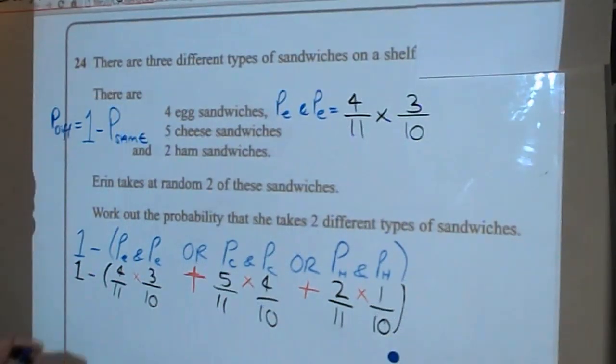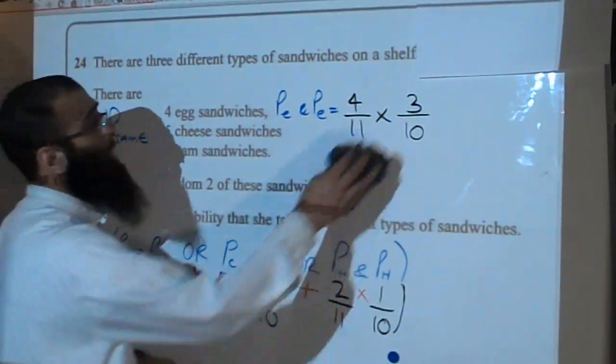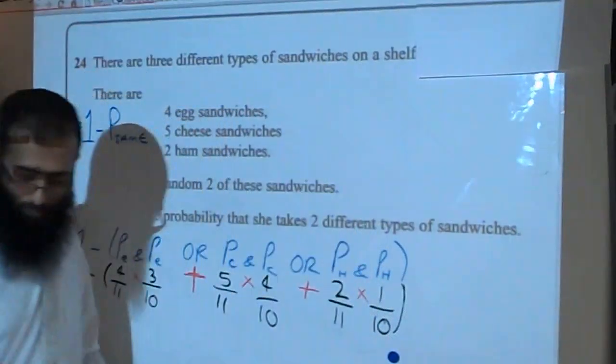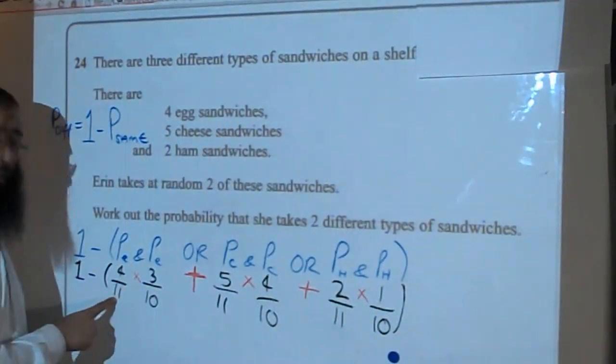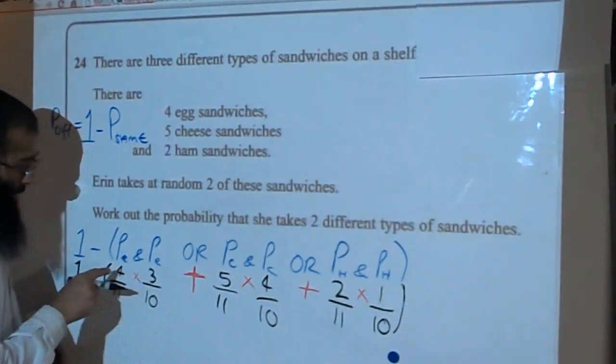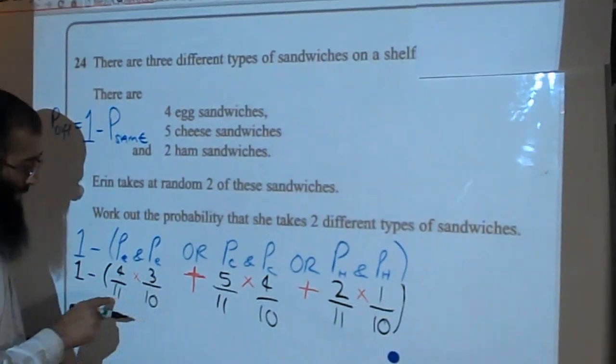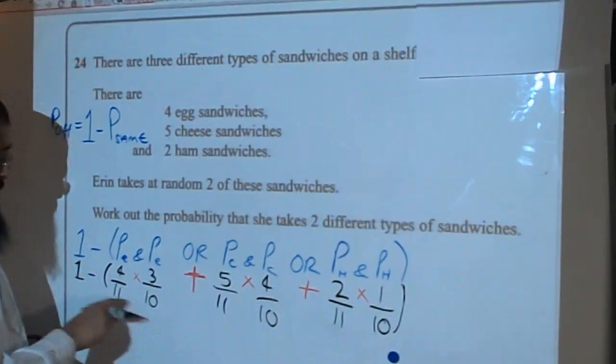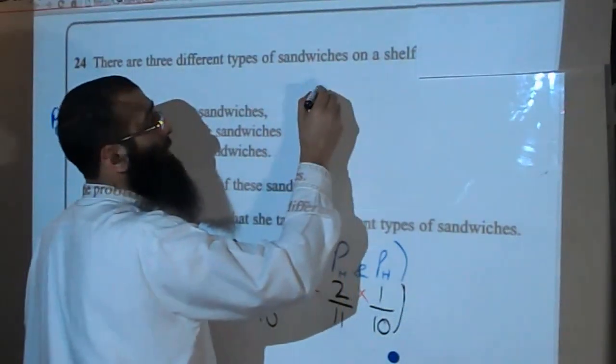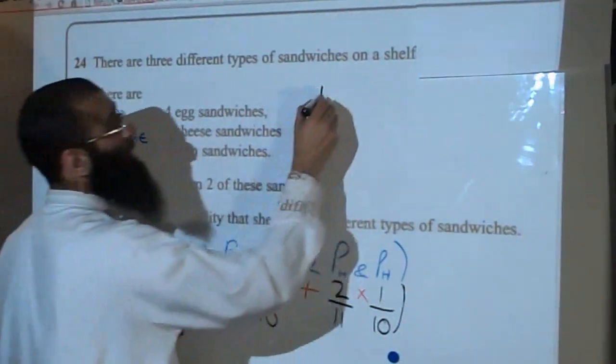So what I want to do now, because we haven't got that much board space left over, is do some calculations above here. So 4 over 11 times 3 over 10. Well, 4 times 3 is 12. 11 times 10 is 110. So the first part gives us 12 over 110.